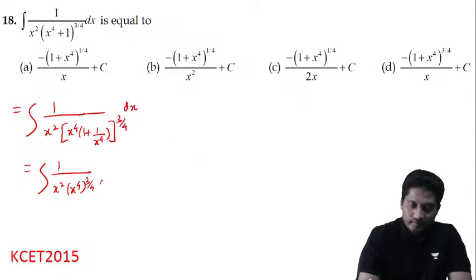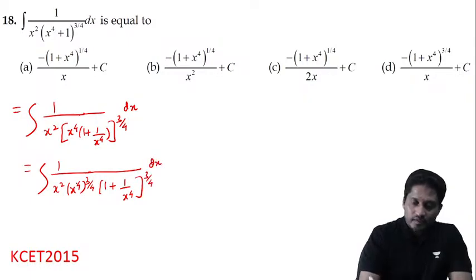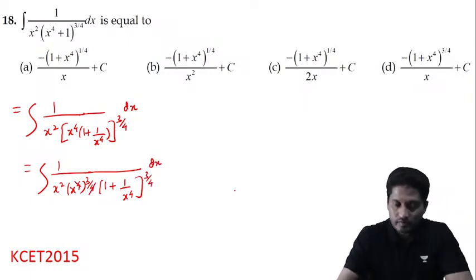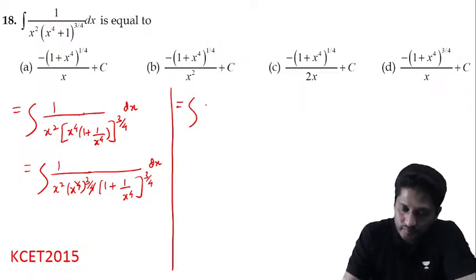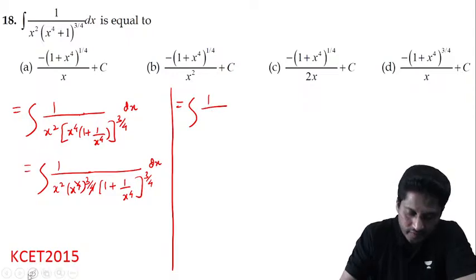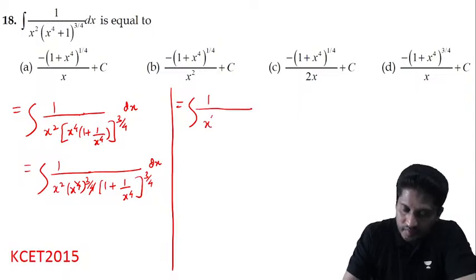Power 4 whole power 3 by 4 into 1 plus 1 by x power 4 whole to the power of 3 by 4. 4 will cancel with 4. Okay, now this is equal to integration of 1 divided by x power 5 into 1 plus 1 by x power 4 whole to the power of 3 by 4 dx.